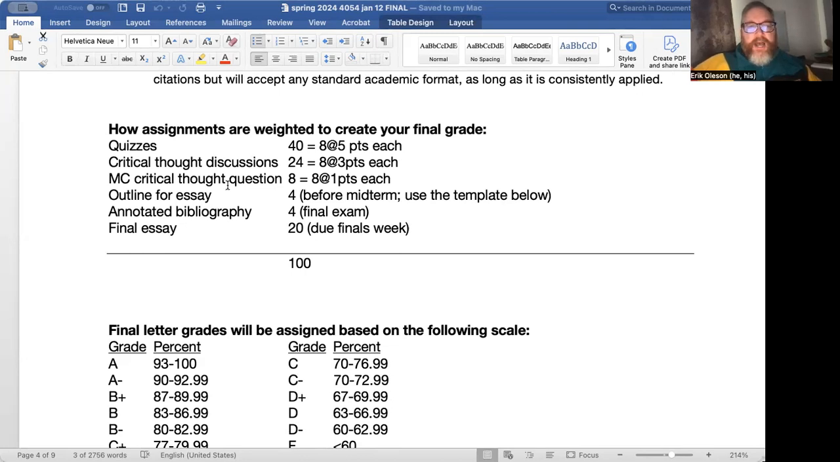Your critical thought paragraphs will take up about 25% of your class grade. Your multiple choice questions that you're developing will be just under 10% of that grade. And then your essay total will be about 1/3 of your class grade. You need to create the outline, the annotated bibliography, and then the final essay, which is due during finals week.